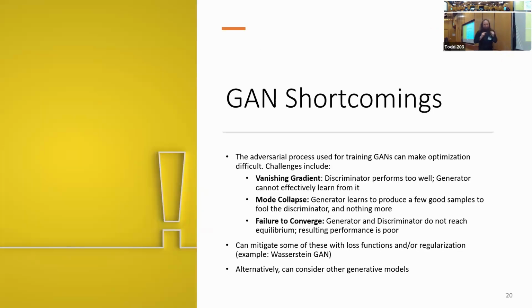Of course, GANs have a lot of shortcomings. Namely, they're very, very difficult to train. We've got three different problems to talk about. One is the vanishing gradient problem.